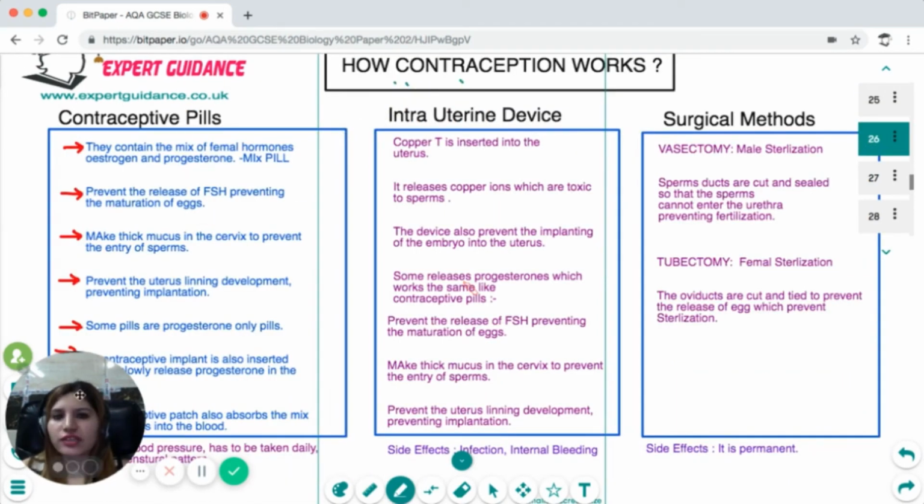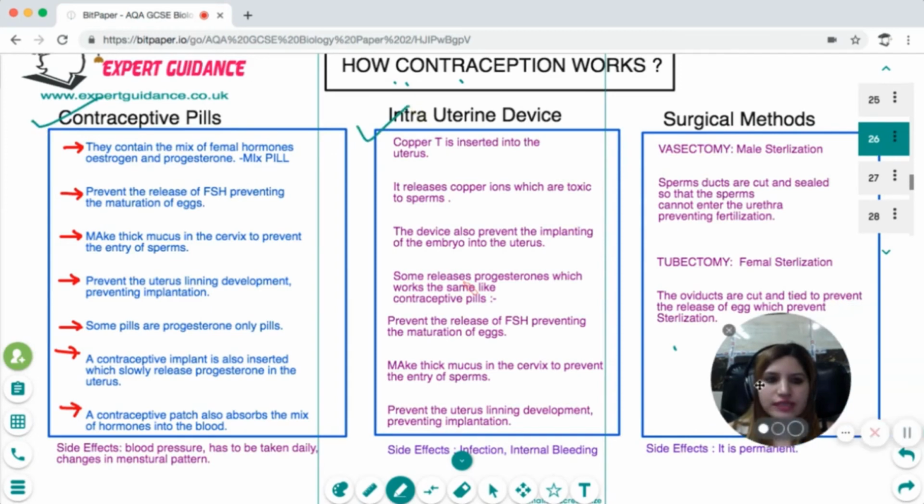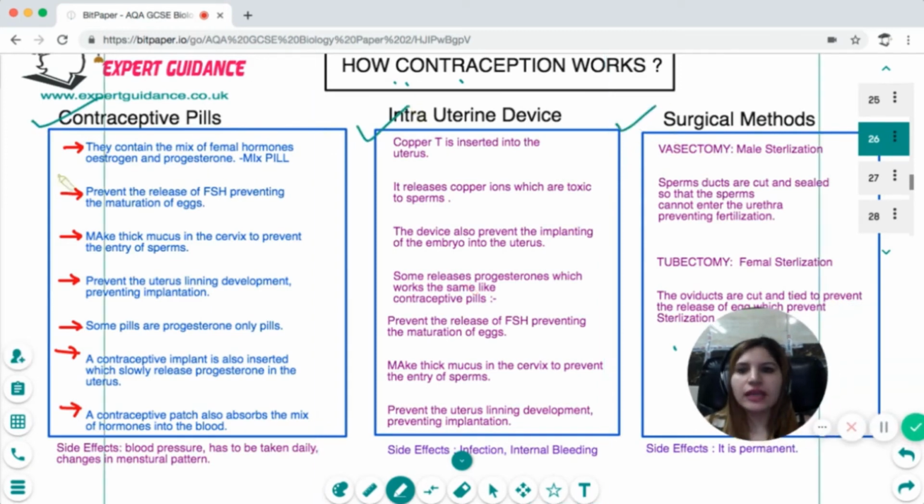So in contraception, there are 3 major techniques involved: the contraceptive pill, the intrauterine devices, and the surgical method. Now, what are contraceptive pills? The contraceptive pills contain a mix of female hormones, estrogen and progesterone. We call them mixed pills. They prevent the release of FSH, thereby preventing the maturation of the egg. They also make thick mucus in the cervix, which prevents the entry of the sperm. They also prevent the uterine lining development, so they prevent the implantation.